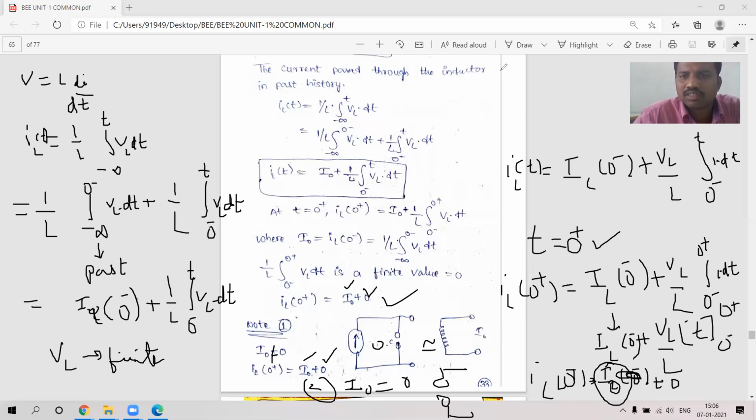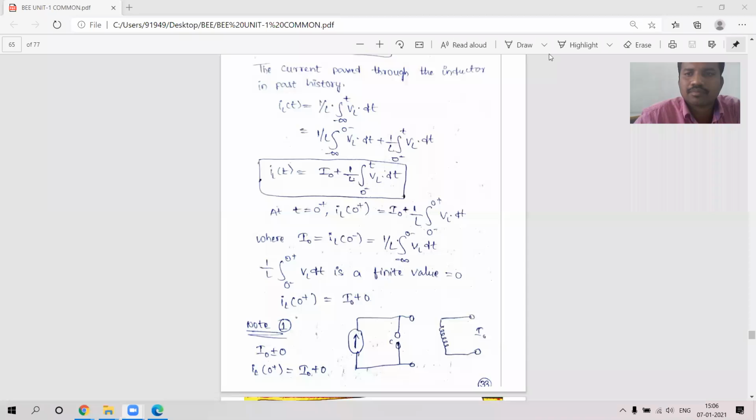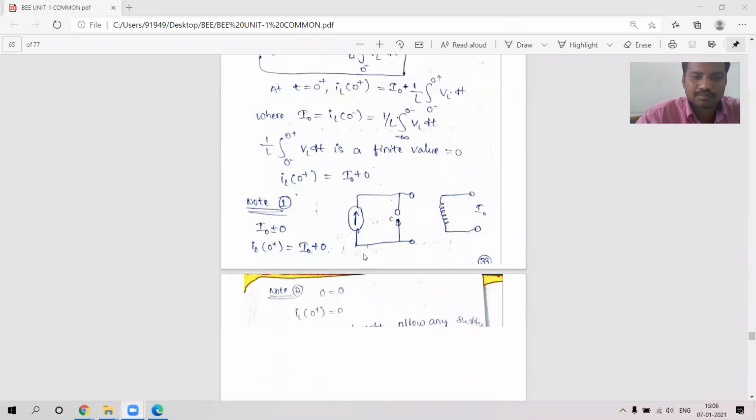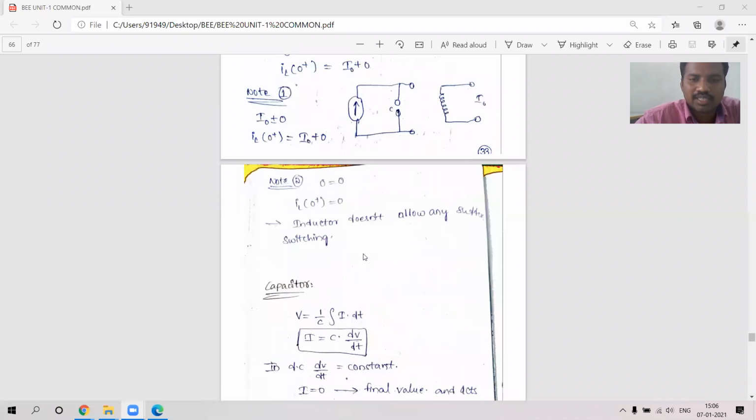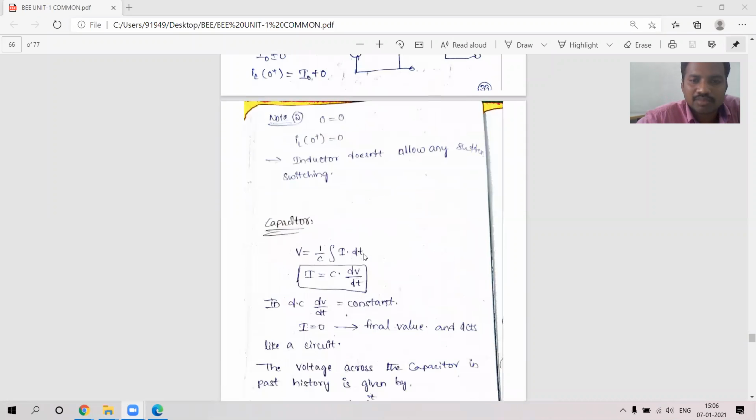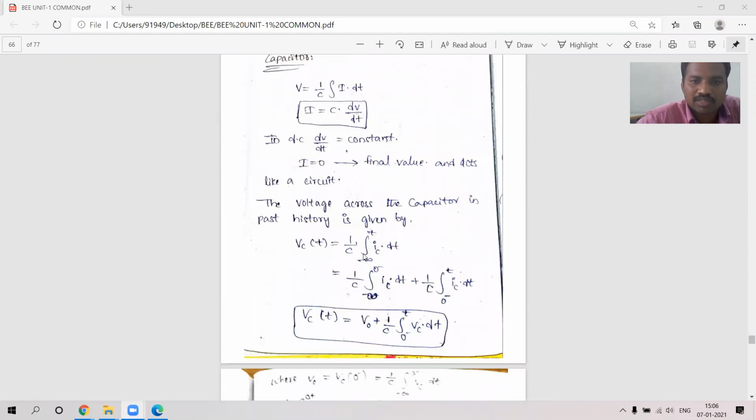Now let me clear all these things. So clearly we can say that the inductor does not allow any sudden changes in the current. Yes or no? Because initially it is behaving like an open circuit, then it is becoming a short circuit. Now coming to the capacitor picture.